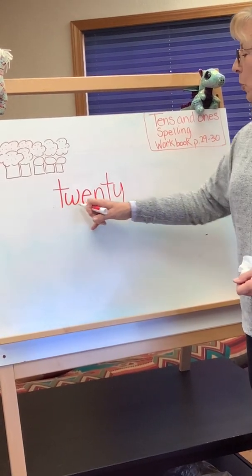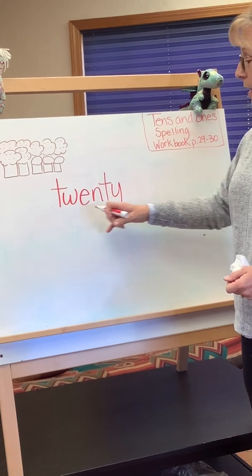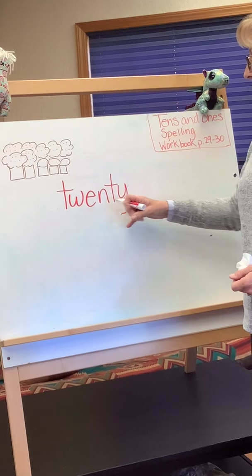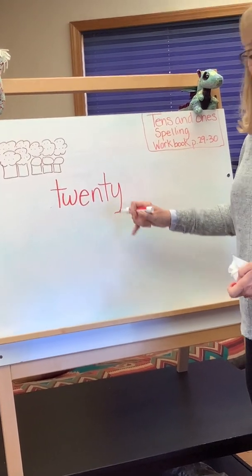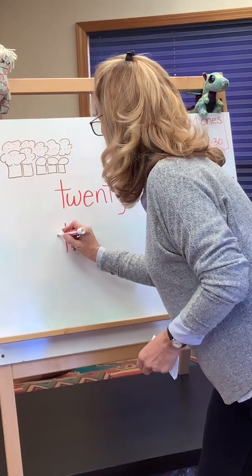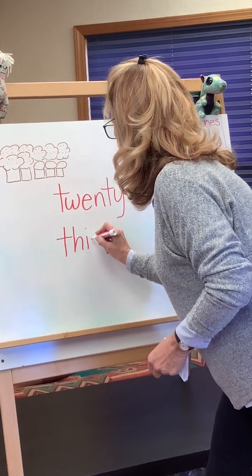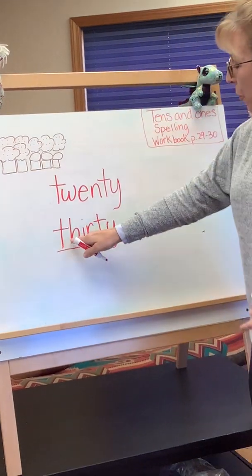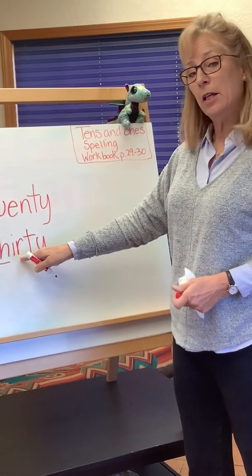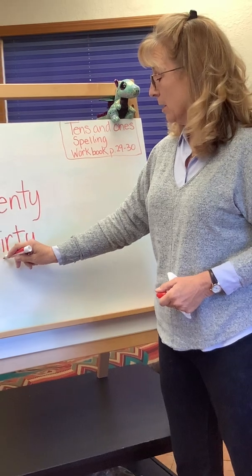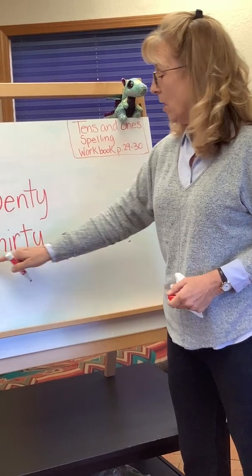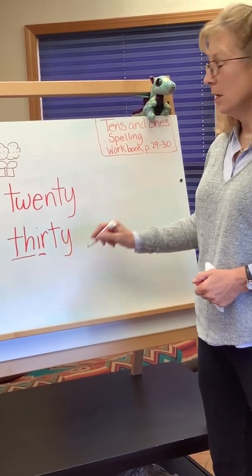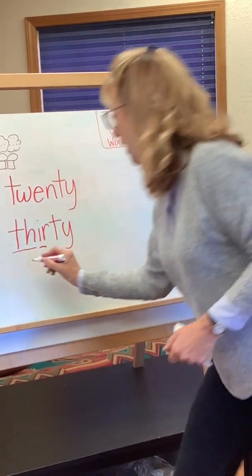T-w-e-n-t-y. 20. If we put all those sounds together, T-w-e-n-t-y. 20. Okay? That's a very important one. Here's the next one. T-h-i-r-t-y. 30. And the last one.